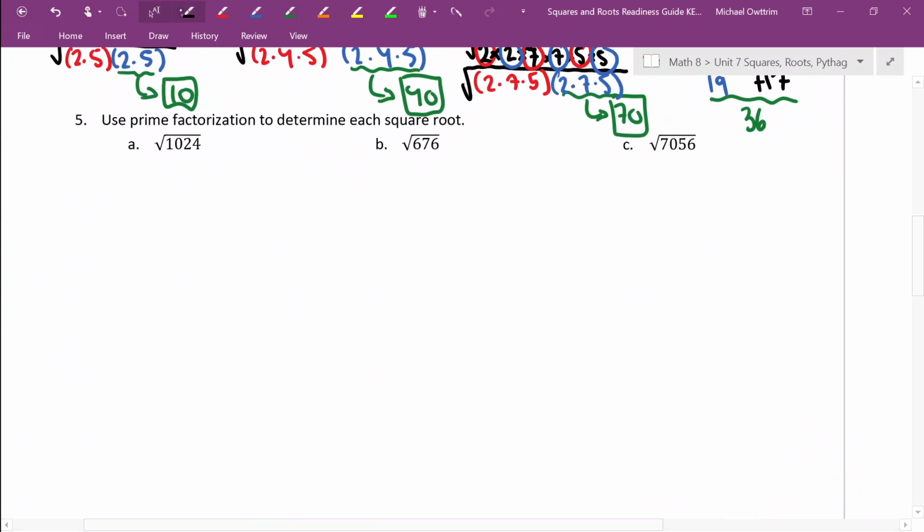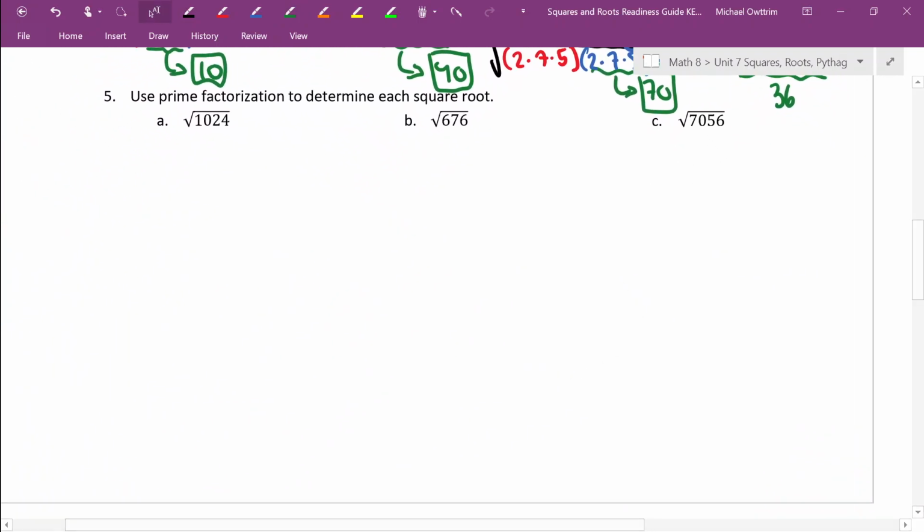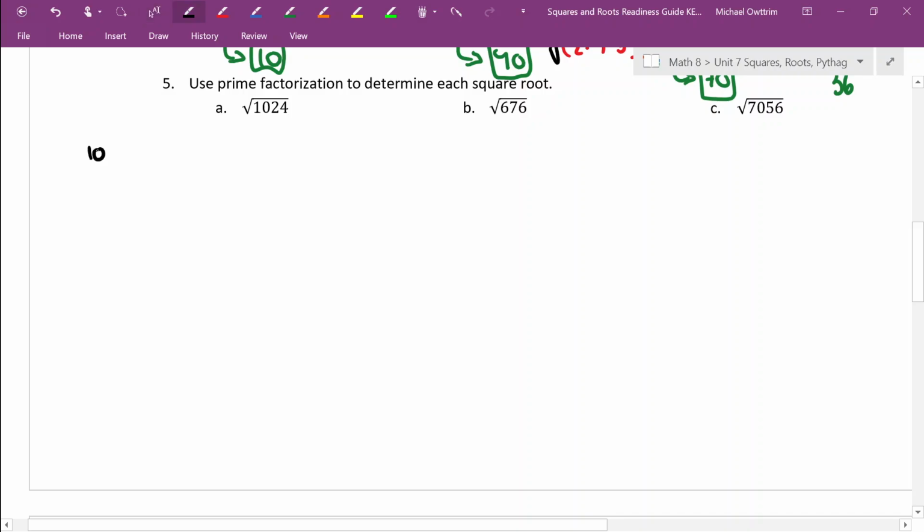Okay, to use prime factorization to find each square root, we want to start by breaking down our numbers into its prime factors. Prime numbers are 2, 3, 5, 7, 11, 13, and so on. We can use our grade 7 divisibility rules to help us with this. So I'm going to start by breaking down 1024. And remember, you can use long division as well to help you if you're not sure what you get when you do your division.